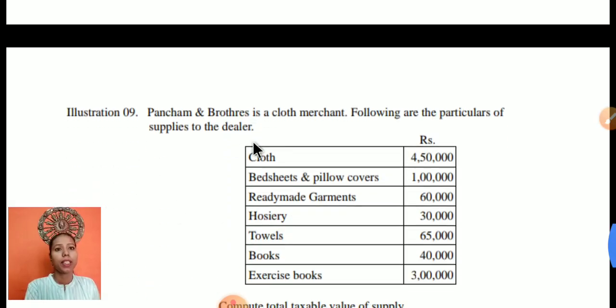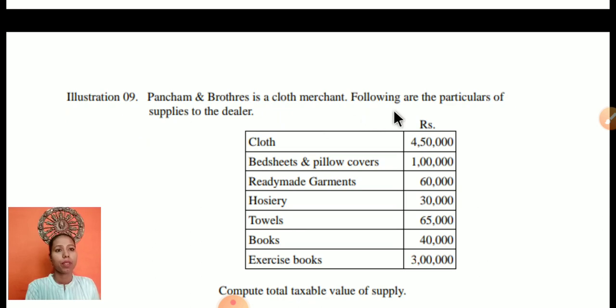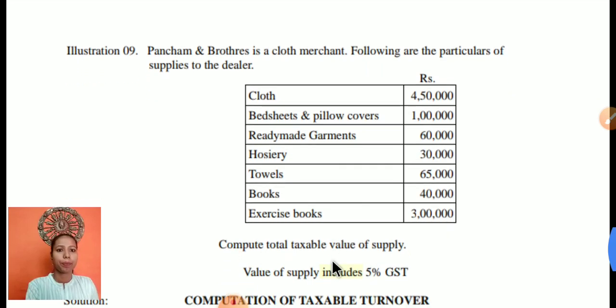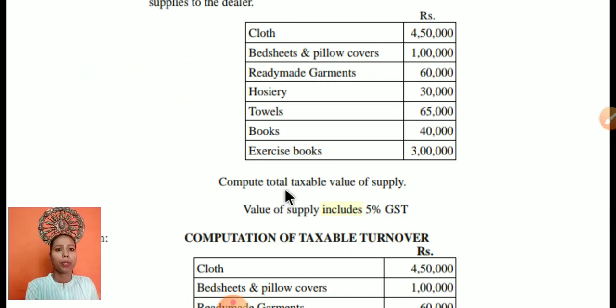Pancham and brother is a cloth merchant. Following are the particulars of supply to the dealer. The supply of the cloth is 4,50,000. Bedsheet and the pillow cover. Cloth is taxable. Bedsheet is taxable. Ready-made garment is taxable. Hosiery taxable. Towels taxable. And the books. No mention of which book, so it is exempted. Now it is clearly mentioned exercise books, which is taxable. Now compute the total taxable value of supply.